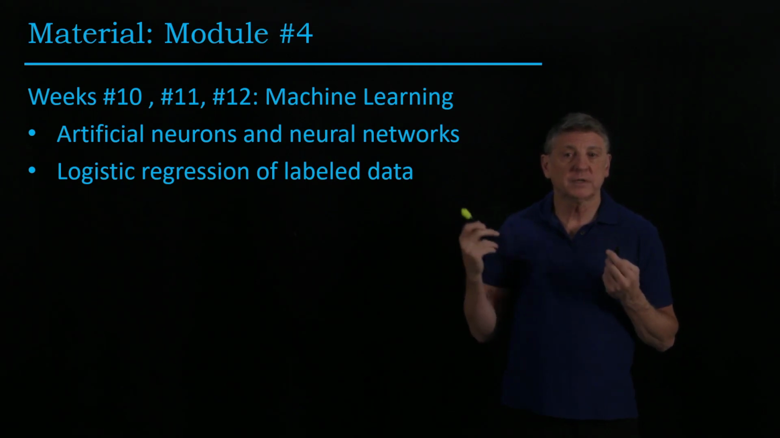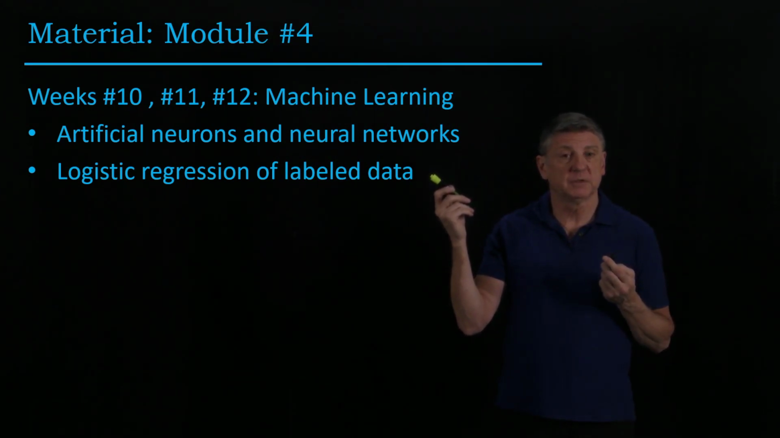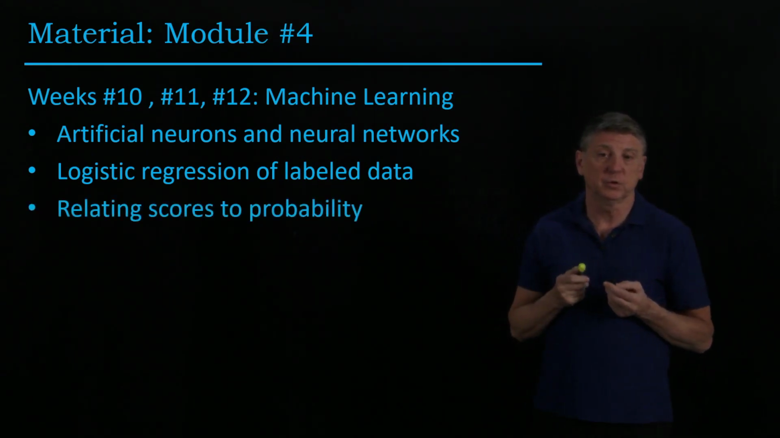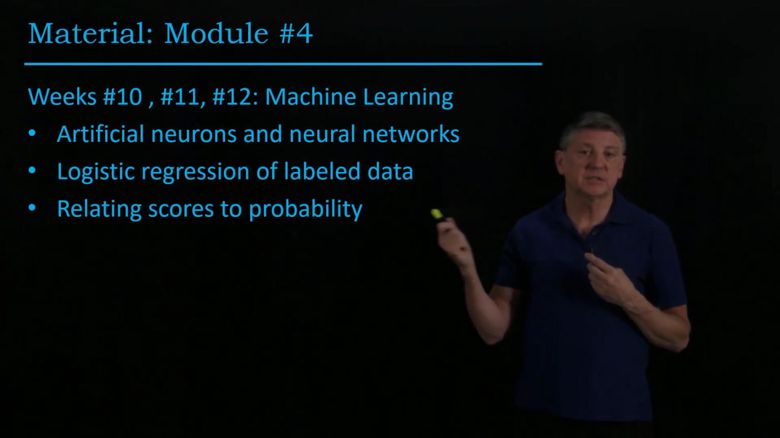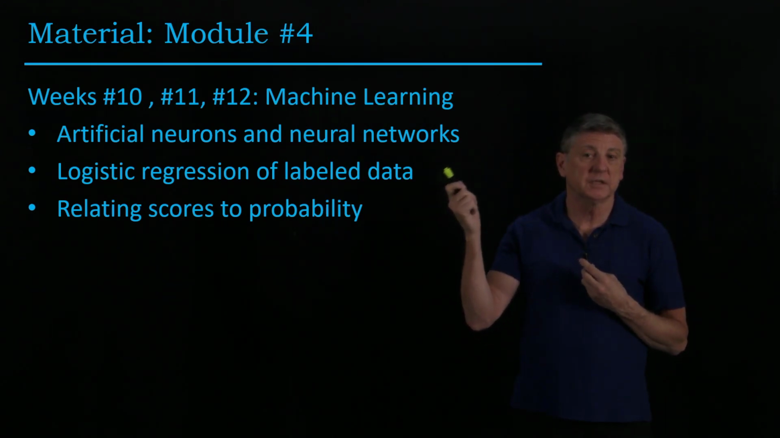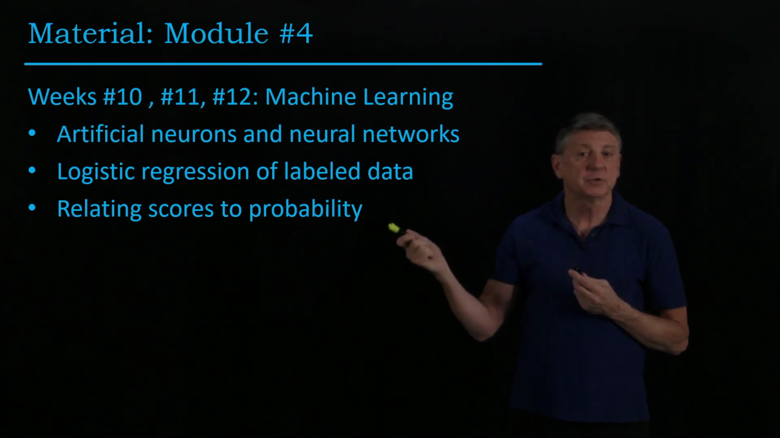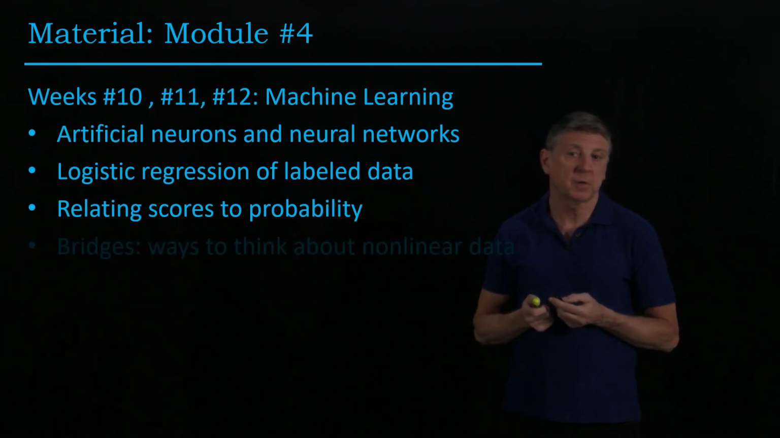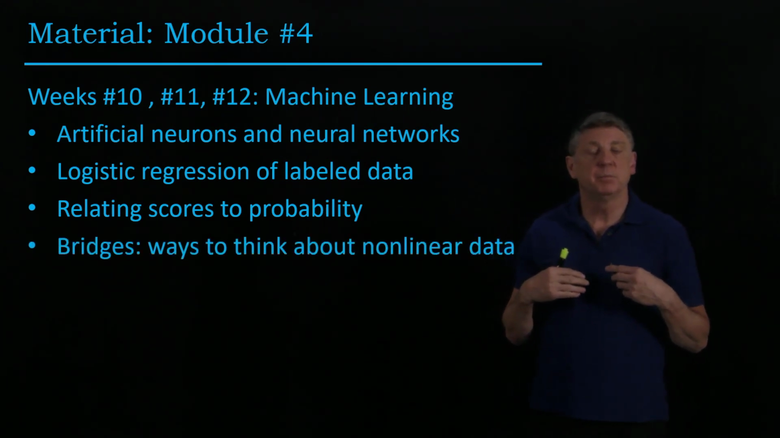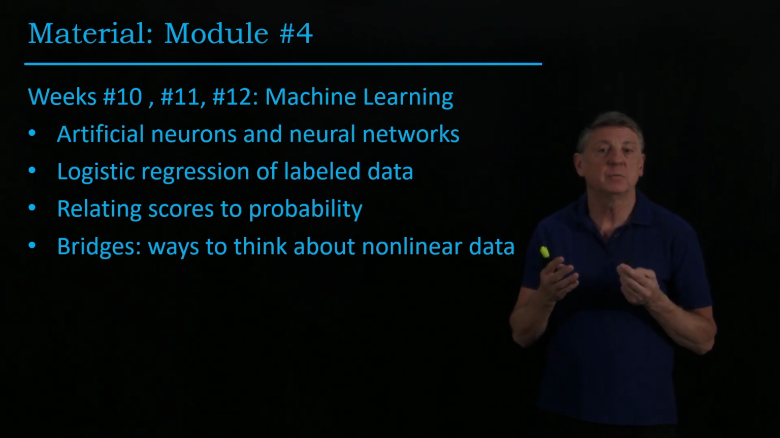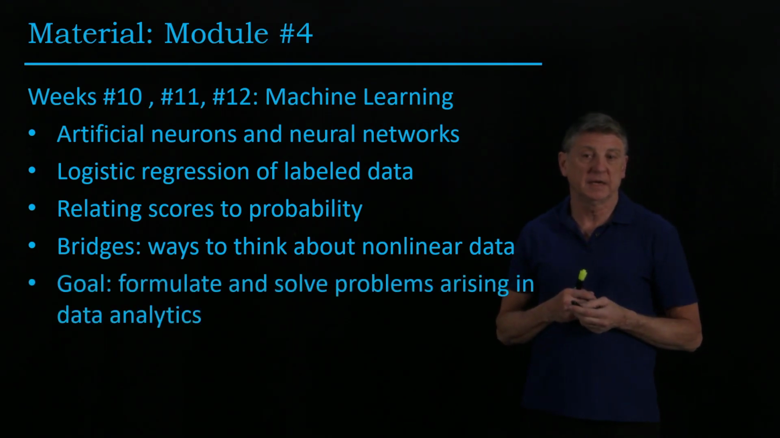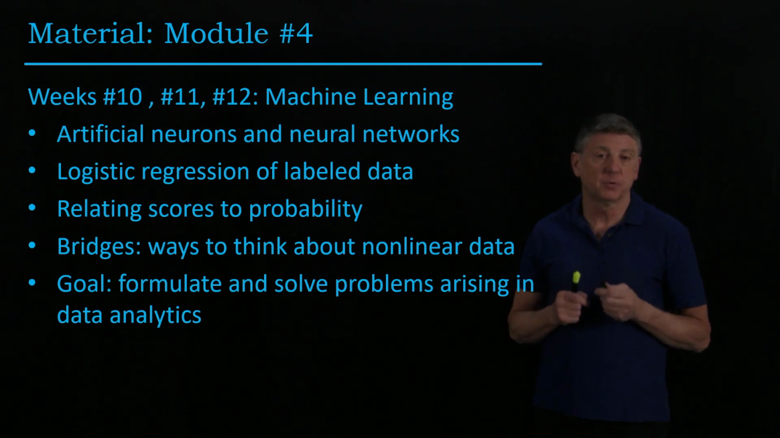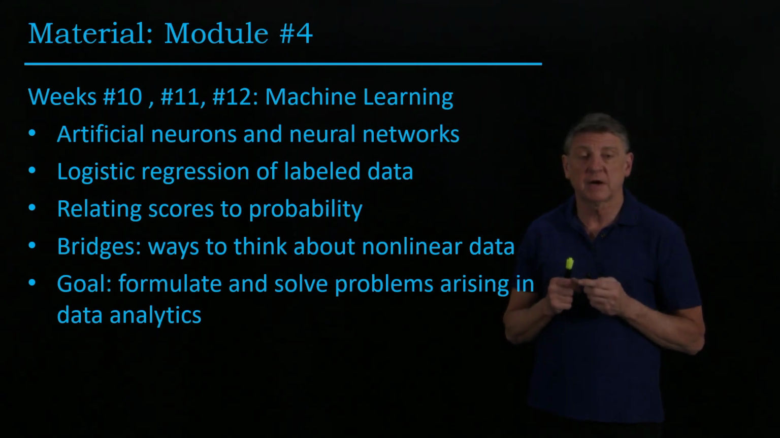We'll see what logistic regression is for labeled data and how that relates to artificial neurons. And then we'll start taking the scores that you get out of regression or out of artificial neurons, and we'll start seeing how we can convert those to probabilities. This will be a bridge. This will be a way that we can now begin to think about nonlinear data. And the goal is we want to be able to formulate and solve problems that commonly arise whenever we have to analyze data.